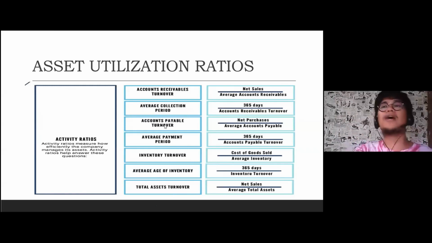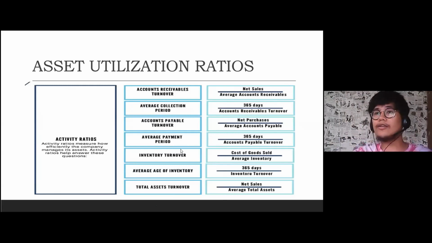Same goes with your accounts payable turnover. Dito naman sa accounts payable turnover, chine-check natin kung gaano kabilis nababayaran ni company yung utang niya, yung accounts payable niya. So accounts payable turnover is calculated by dividing your net credit purchases over your average accounts payable. So average accounts payable again, guys, paano natin siya i-compute? Average accounts payable is your beginning and ending balance of accounts payable divided by 2. Okay, so the higher your accounts payable turnover, the better.